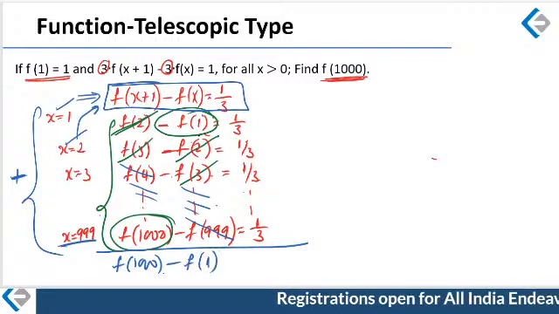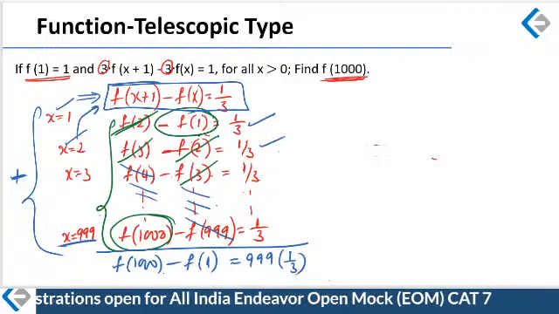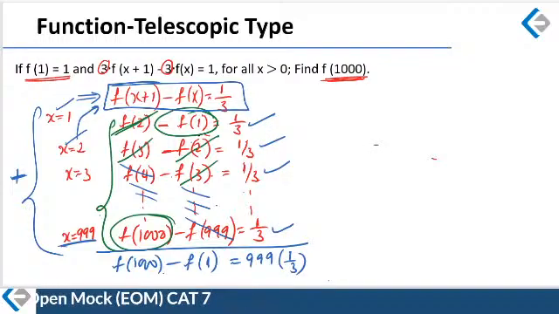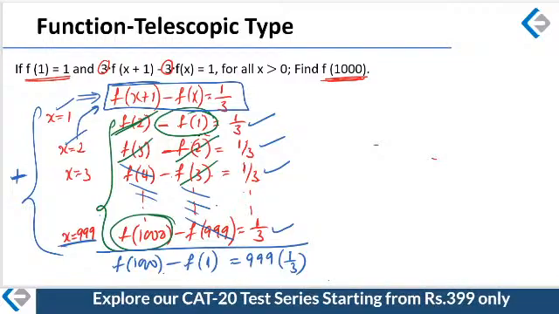These are the only things left. Everything else got cancelled by adding because the terms had plus and minus signs. They all got cancelled. This is also equal to 999 times 1 by 3, because I have first time 1 by 3, second time 1 by 3, third time 1 by 3. Likewise, the 999th time I have another 1 by 3. Therefore, this is what I'm getting. Good. So this is 999 by 3, which is 333.